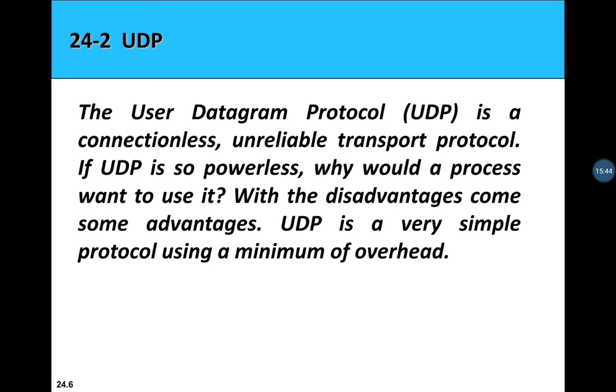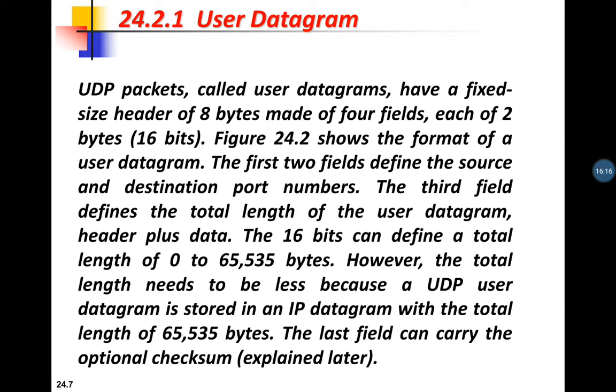So UDP is a connectionless protocol where the frames are not related to each other, and these are independent of each other. It is an unreliable transport protocol. If UDP is so powerless, connectionless and unreliable, then why would a process want to use it? With the disadvantages, there are some advantages. It is a very simple protocol using a minimum of overhead.